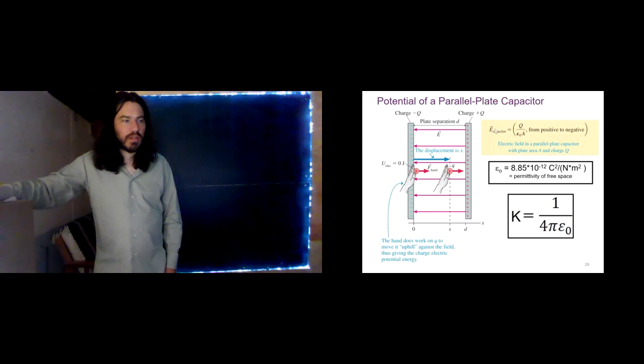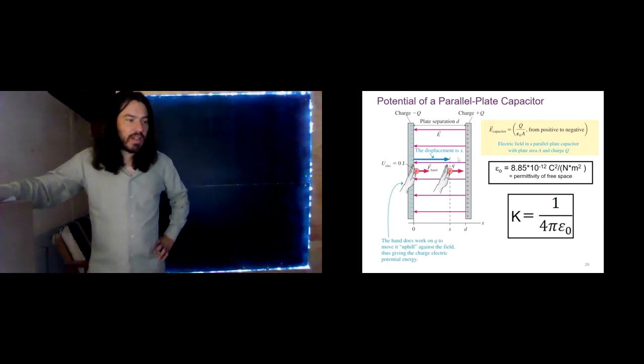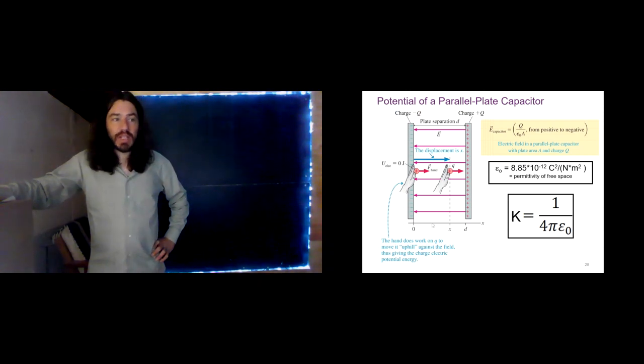We've already seen this. This is a review slide. Inside of a parallel plate capacitor, we have a constant electric field. Thus far, that's how we've introduced capacitors in this class: a capacitor is something that creates a uniform electric field. So within this parallel plate capacitor, we have a uniform electric field.